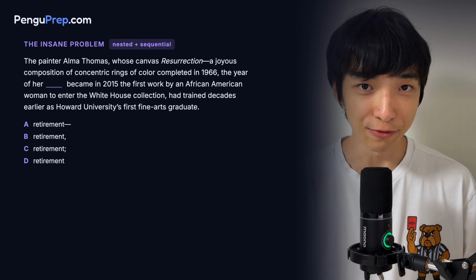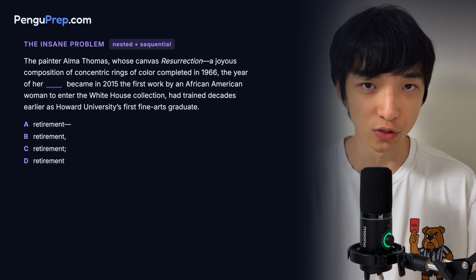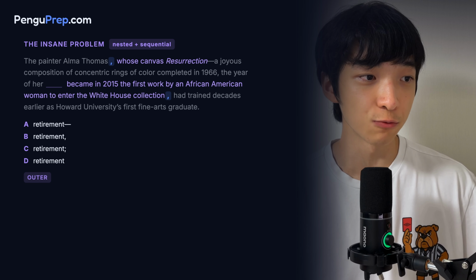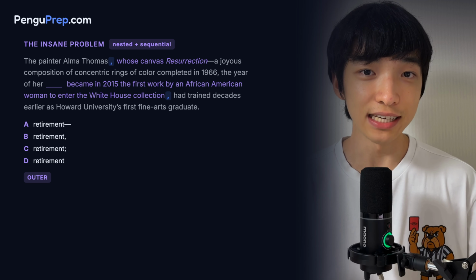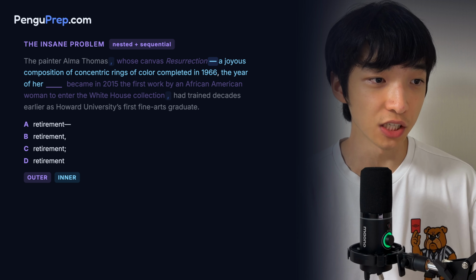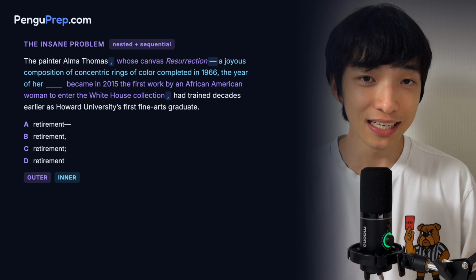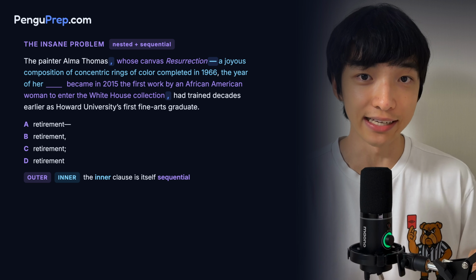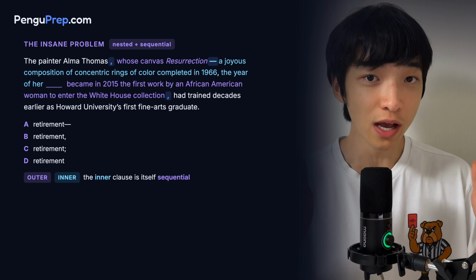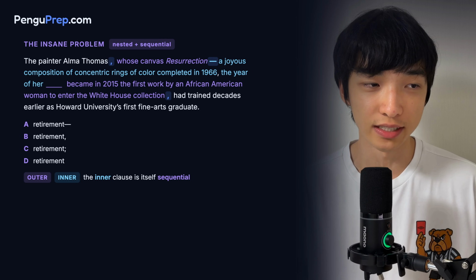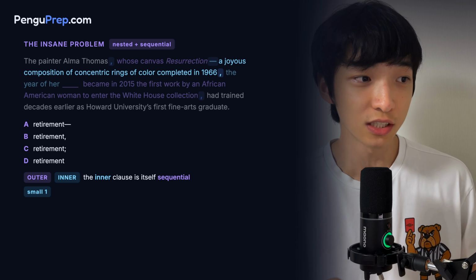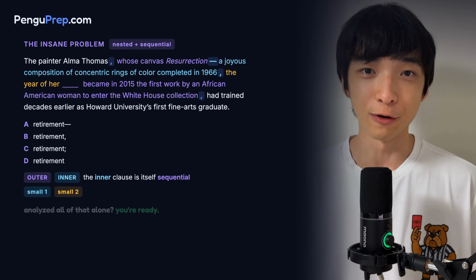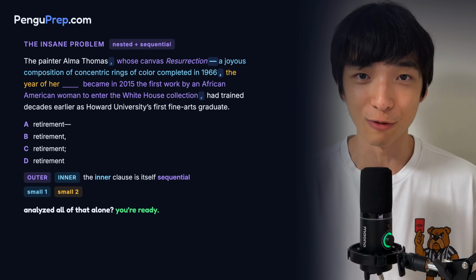This problem is insanely difficult because it involves both a nested and sequential non-essential clause. The nested non-essential clause is composed of an outer non-essential clause, which is from "whose canvas Resurrection" to "White House Collection," and the inner non-essential clause, which is from "a joyous composition" to "year of her retirement." Now, few keen students will recognize that this inner non-essential clause is actually a sequential non-essential clause. That is, the inner non-essential clause is composed of 2 small non-essential clauses that are in sequence. The first small non-essential clause is from "a joyous" to "completed in 1966." The second small non-essential clause is from "the year" to "retirement." If you were able to analyze all of this alone, then yes, you're ready to move on to the practice problems.